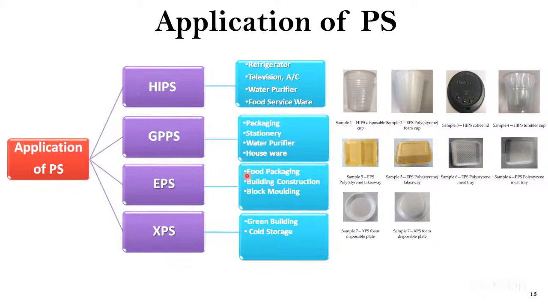EPS is mainly used in food packaging and building construction, because in building construction also they use the polystyrene foam, and in bulk molding. And this is extruded polystyrene. This is expanded and this is extruded polystyrene. It has a very different application, and that is in green building and cold storage.